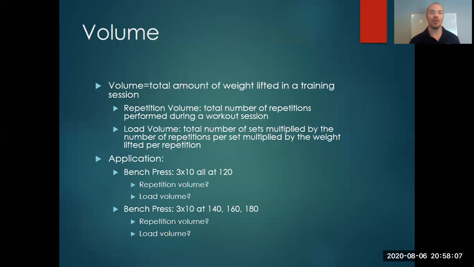Another way that you can train or track lifts would be the total volume. So you can do repetition volume, such as the total number of reps performed during a workout session. So if they did 10 sets of 10, that would be 100 reps. You could also do load volume. So if they did 3 sets of 10 at 120 pounds, you're looking at 3,600 pounds. So the repetition volume would be 30, whereas the load volume would be 3,600.